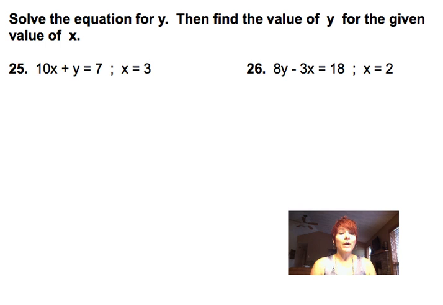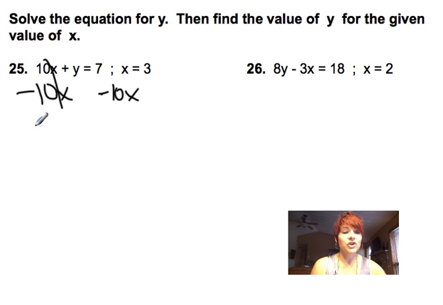Moving on, number 25. Notice the directions. It says solve the equation for y. That's what we need to do first before we do anything else. So I'm going to start with number 25, and we're going to solve this for y, which means I need to get rid of this 10x. So I'm going to subtract 10x, and we're going to do that to both sides of the equation. So then over here, those cancel each other out, and that leaves us with y equals, I'm going to put the x first, negative 10x, and bring down the plus 7.